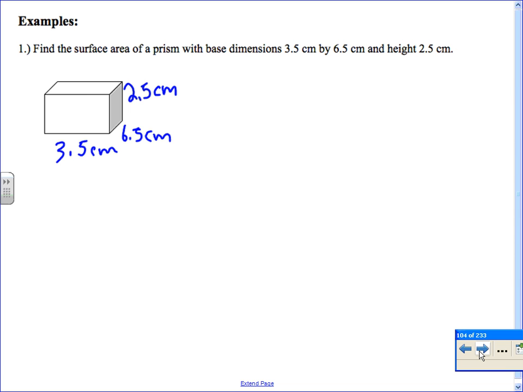So I already labeled mine. Here's for the base. Here's the height. Okay, so we're going to talk through the formula together. Surface area of a rectangular prism is always 2B plus PH. There's 2 bases. How do you find the area of the base? Briar? Good, so tell me what that is. What am I multiplying? Good, so 3.5 times 6.5.